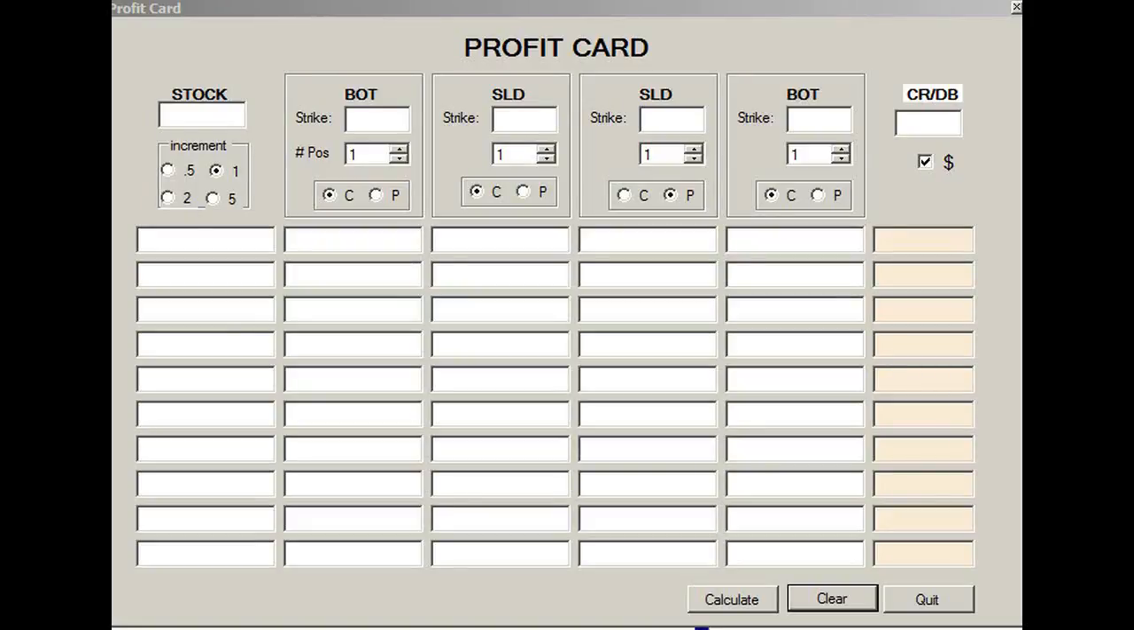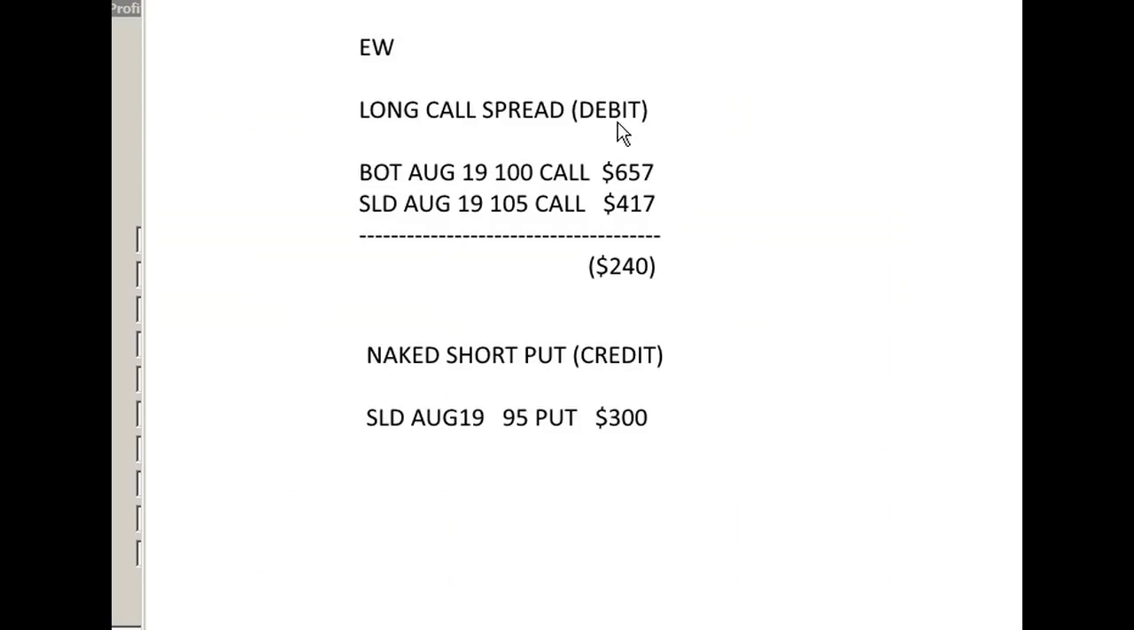Demonstrate a feature of Option Master Chartist that's not available on broker platforms, although it should be available for any broker that sells options or deals in options. And it's called a profit card. But let's demonstrate it by an example.